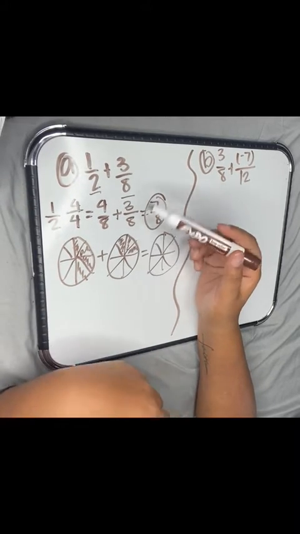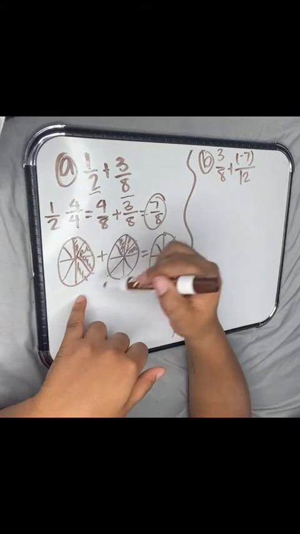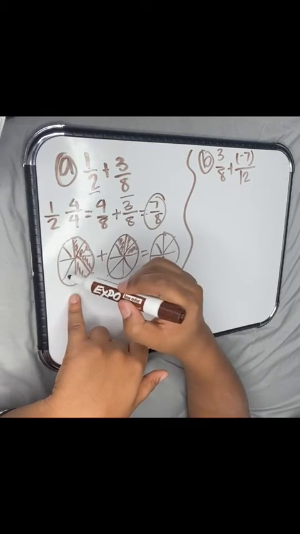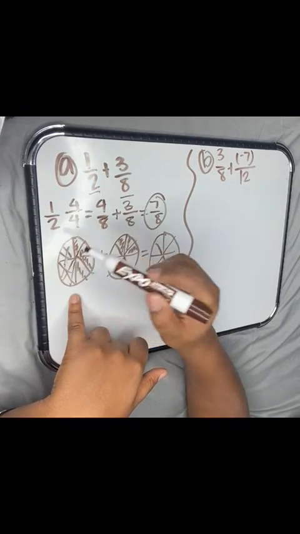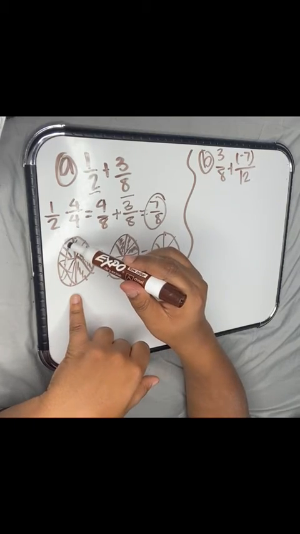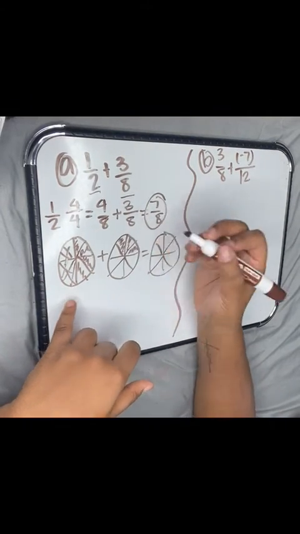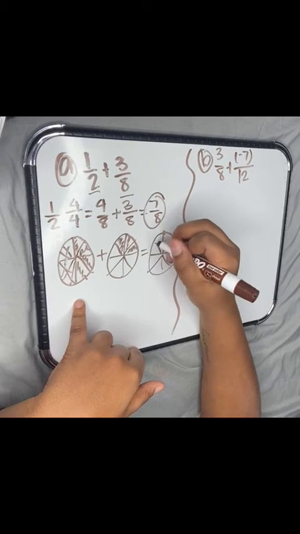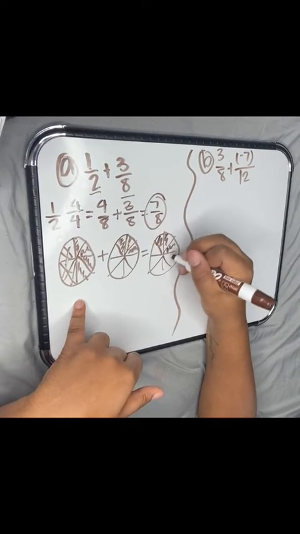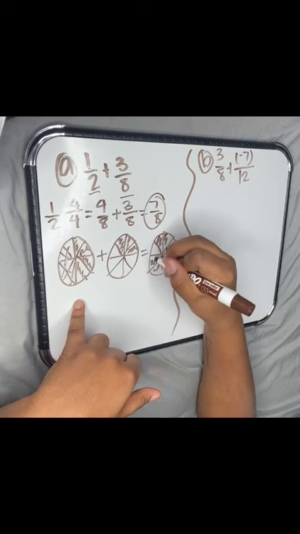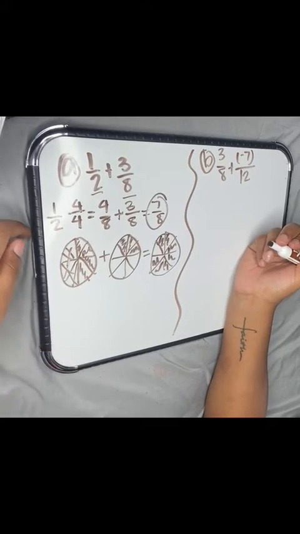So now we add that together. If this is already 4 and this is 3, we're adding 3. So we can add 3 right here. That only leaves 1 blank. So 8 minus 1 is 7. So we have 7 shaded in. So that would give us a total of 7/8. And that is how we show that answer.